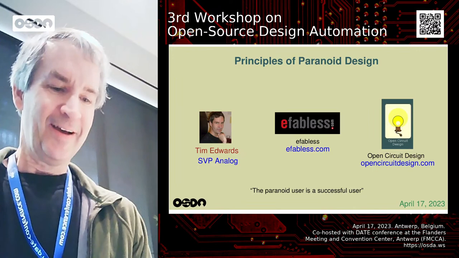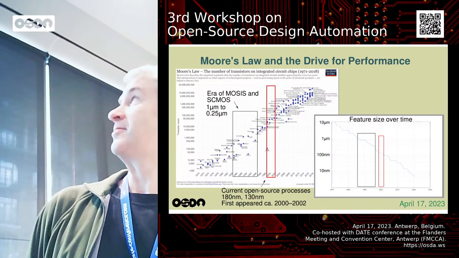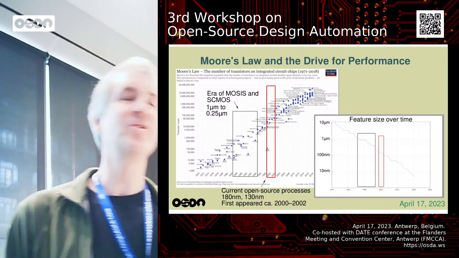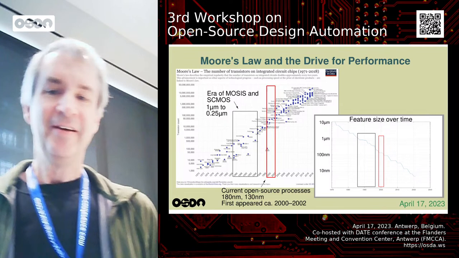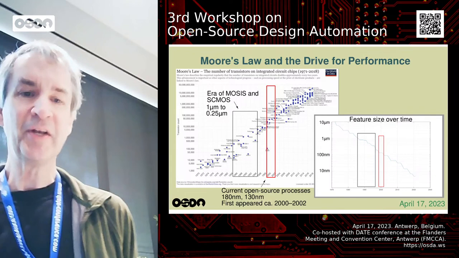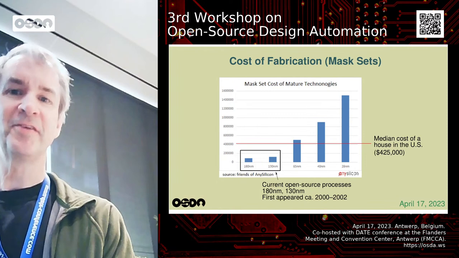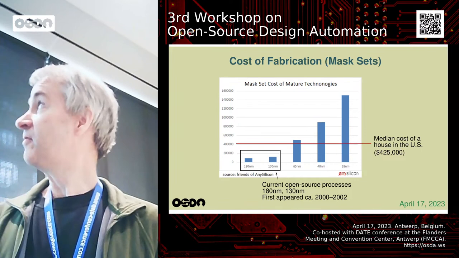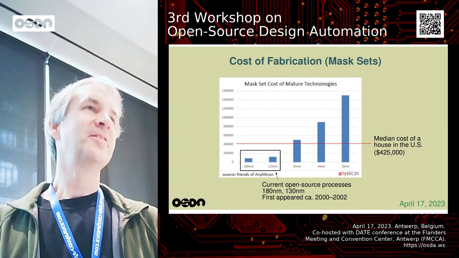I'd say half of VLSI talks include a graph of Moore's Law. This is my slide of Moore's Law. The reason I wanted to show it is because Moore's Law represents the fact that design in VLSI has been completely, totally performance driven. And of course, being performance driven comes at a literal cost. The cost of making a mask set for any process, somewhere around 65 nanometers, exceeded the median cost of a house in the US. I like to use that as a reference.